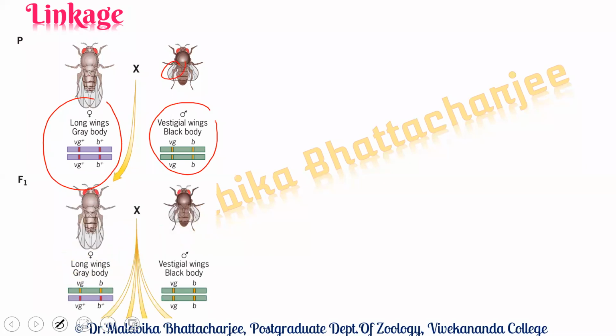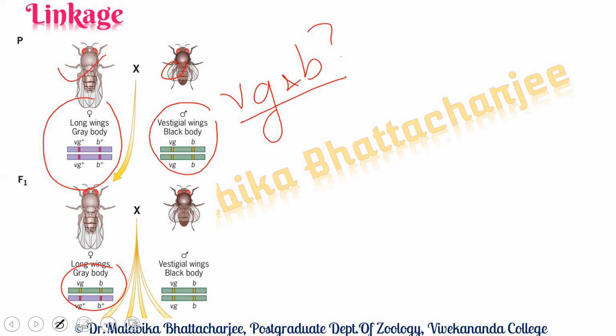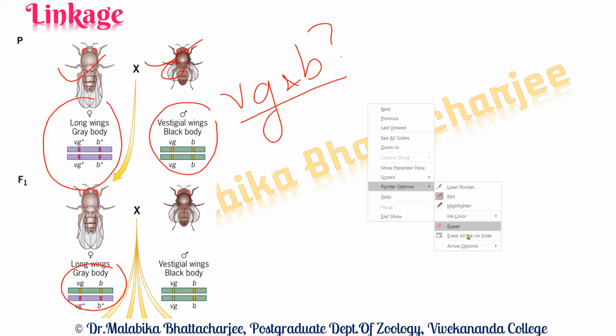And we get an F1 category. We all know what we'll be getting in F1. So we get in F1 VG plus B plus over VG B. So this is a heterozygote. Now the question is whether VG and B are linked or not. If they are not linked, then what will we get? We will get the two parental types and two recombinant types. So let's look into the cross.